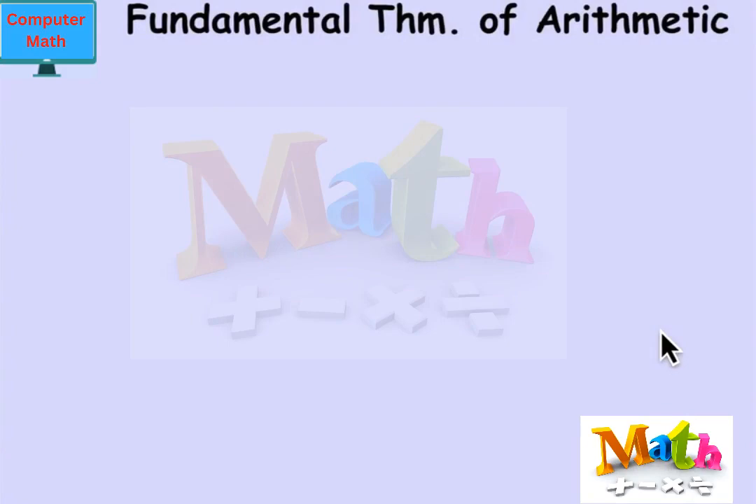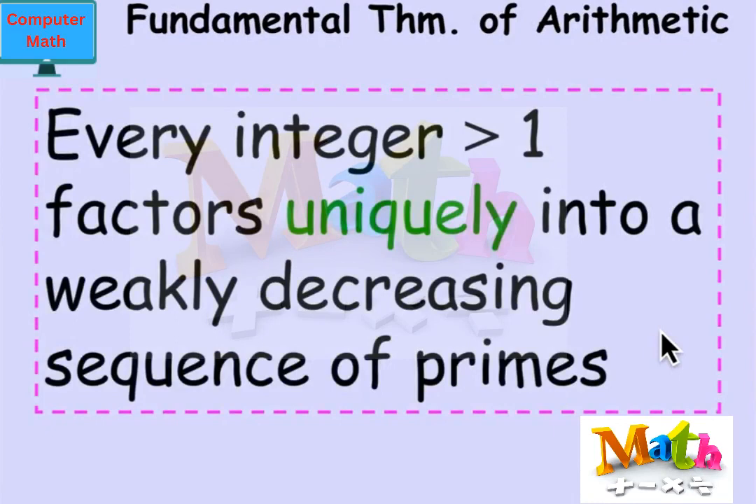All right, now we're ready to prove what's called the fundamental theorem of arithmetic, which says that every integer greater than 1 factors uniquely into a weakly decreasing sequence of primes. Now, the statement of weakly decreasing is a little bit technical and unexpected. What we want to say is that a number factors into the same set of primes. Well, that's not quite right, because the set of primes doesn't take into account how many times each prime occurs.